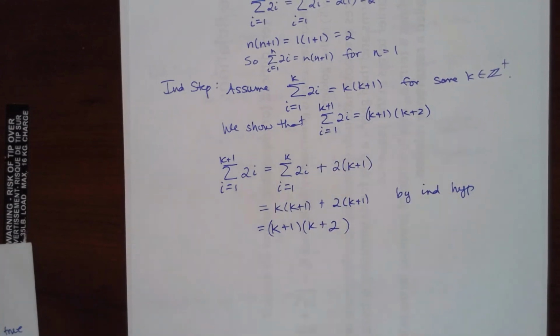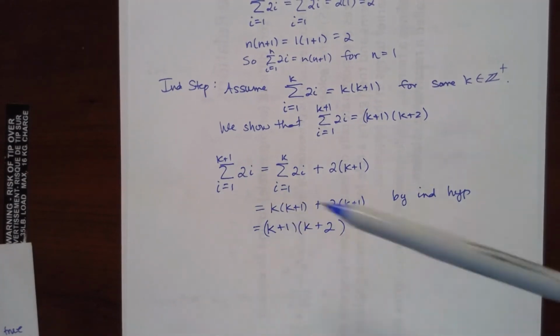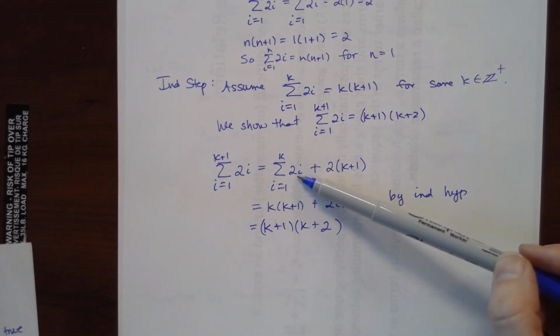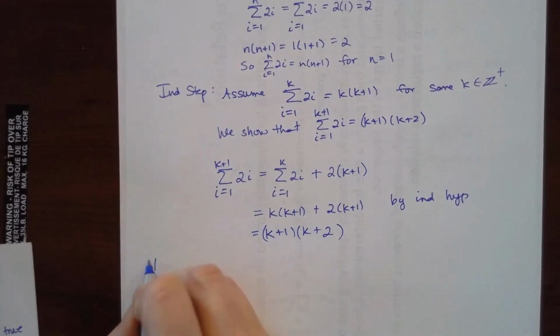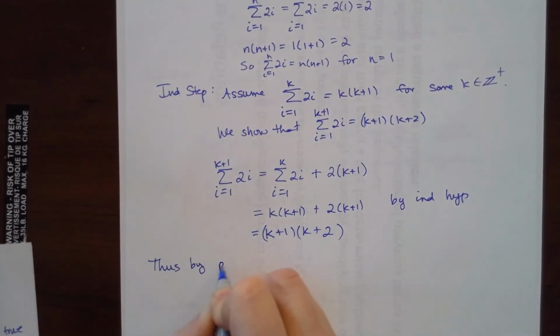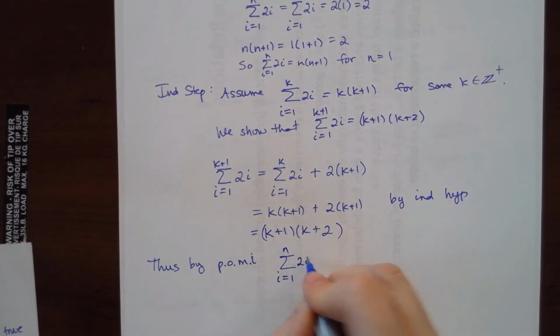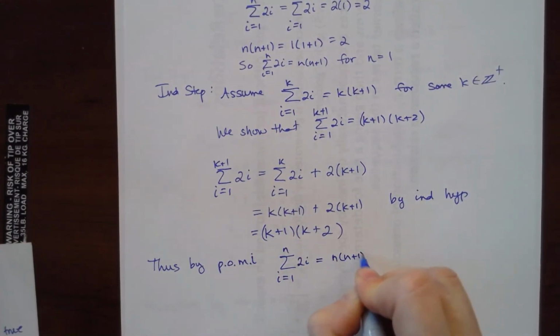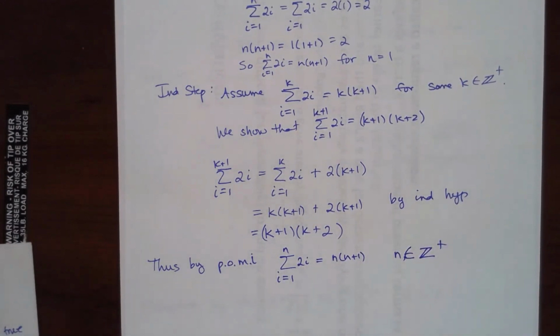Okay, now I've shown that this left side indeed is equal to the right side as long as the inductive hypothesis is true. So if the inductive hypothesis is true, then the k plus 1 case is true. All right, so thus by the principle of mathematical induction, that formula is going to work for all n as long as they are integers starting at 1.